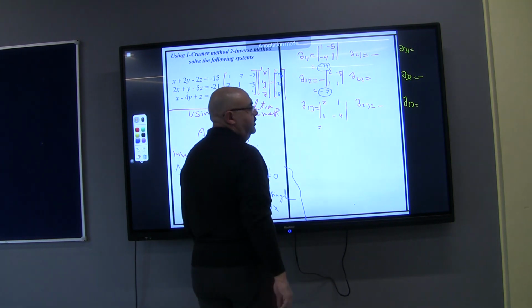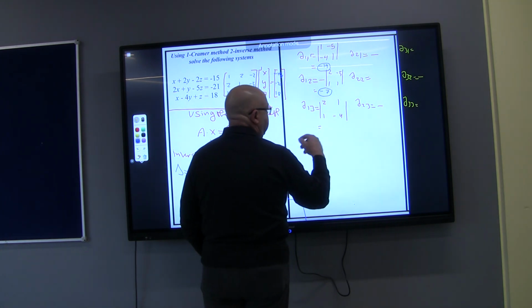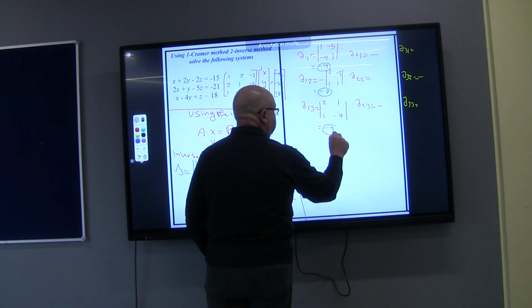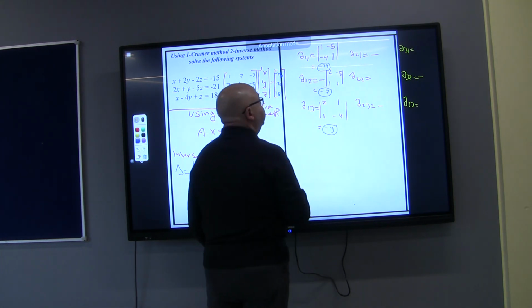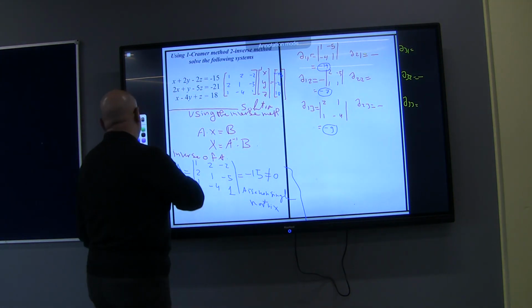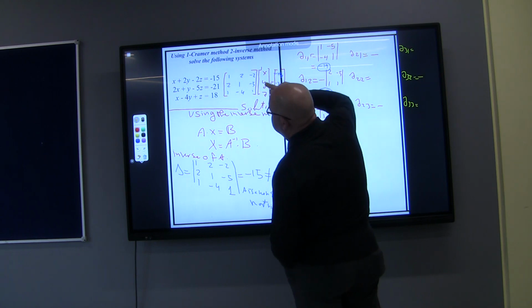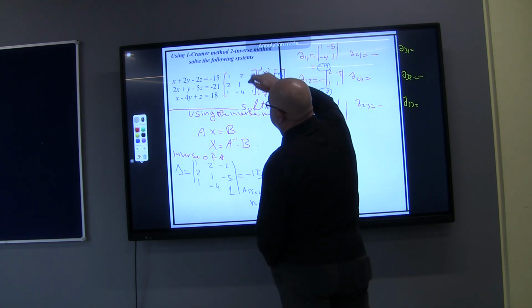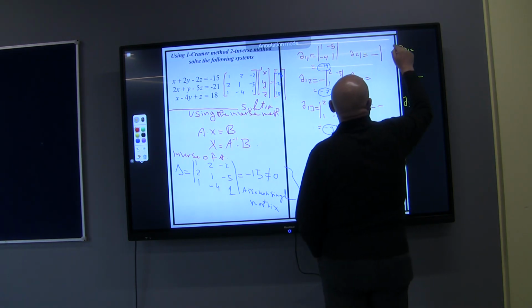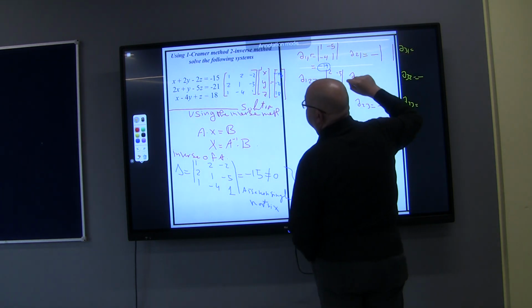Then 2 times negative 4, which is simply negative 8, minus 1, so it will come up to negative 9. In a similar manner, for A21, I will erase the second row and the first column. You will have 2, negative 4, and 1.